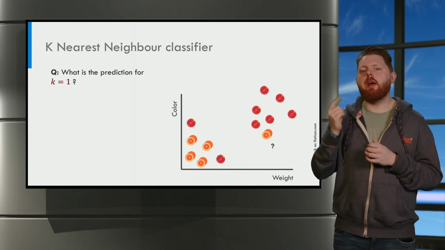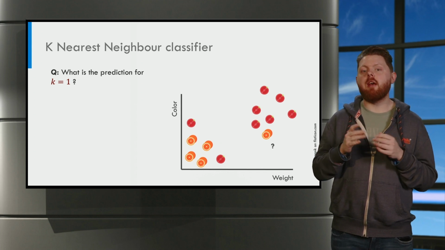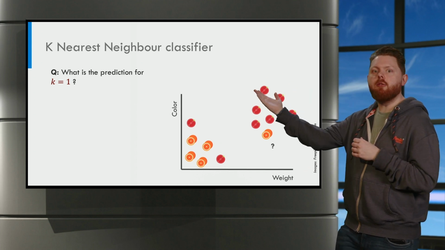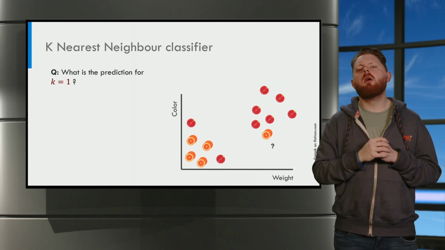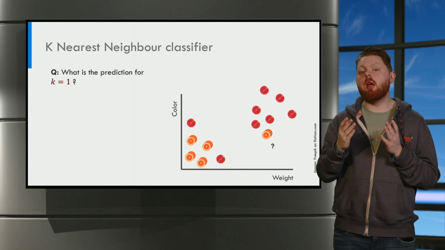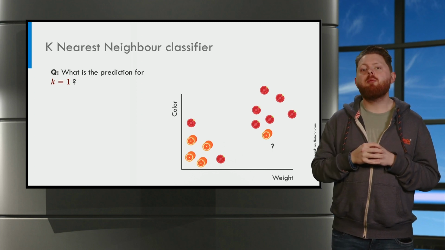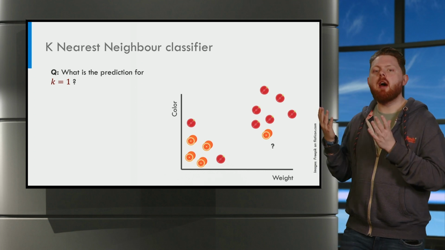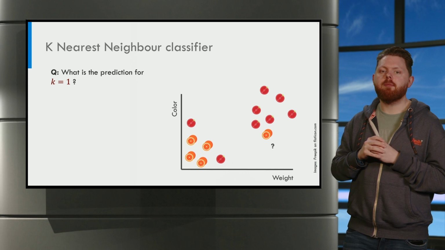Let's do one more example to check your understanding. In this case, we have this data set over here with another question mark. What is the prediction if we use k equal to 1? Please pause the video, figure it out, and afterward we discuss the results.